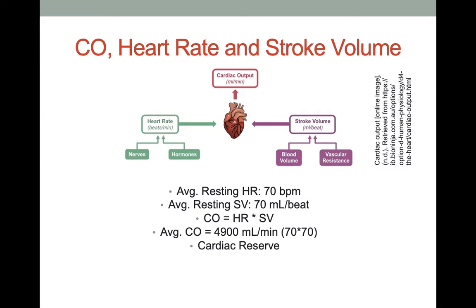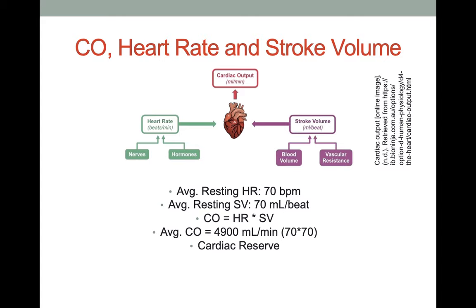So if we multiply those two numbers together, 70 beats per minute times 70 milliliters per beat, that gives us an average cardiac output of 4,900 milliliters per minute, which is roughly 5 liters per minute, 4.9 liters per minute. Typically, bodies have a total blood volume of about 5 to 5.5 liters. So what this is telling us is that at rest, each half of the heart pumps a little under or about the equivalent of the total blood volume every minute.